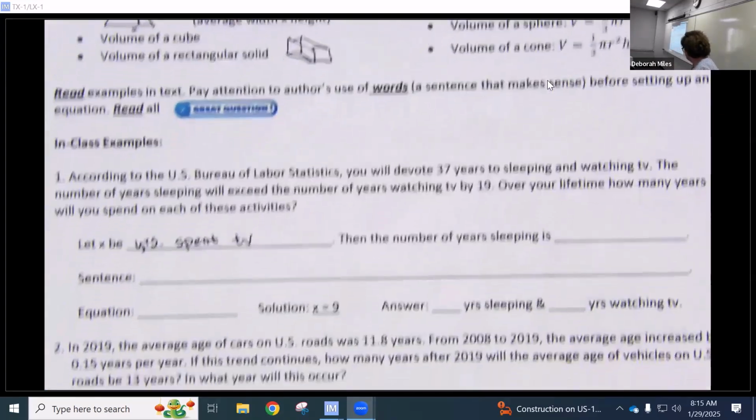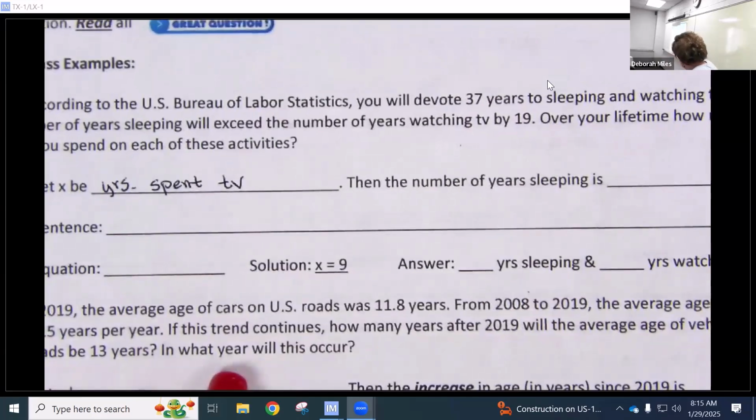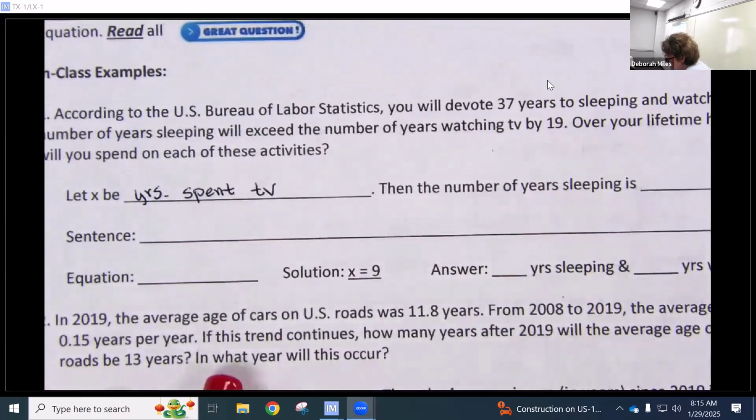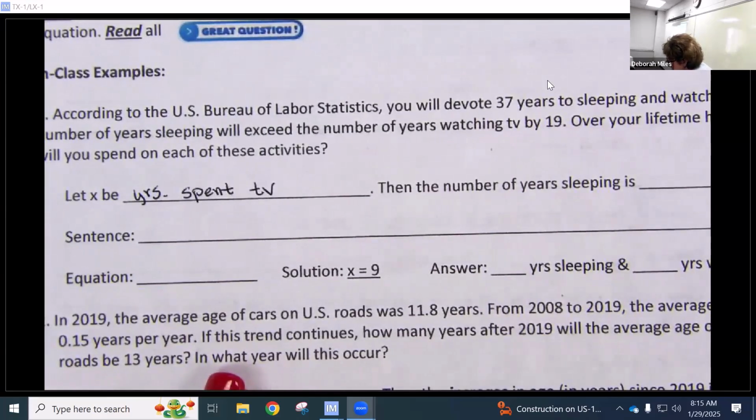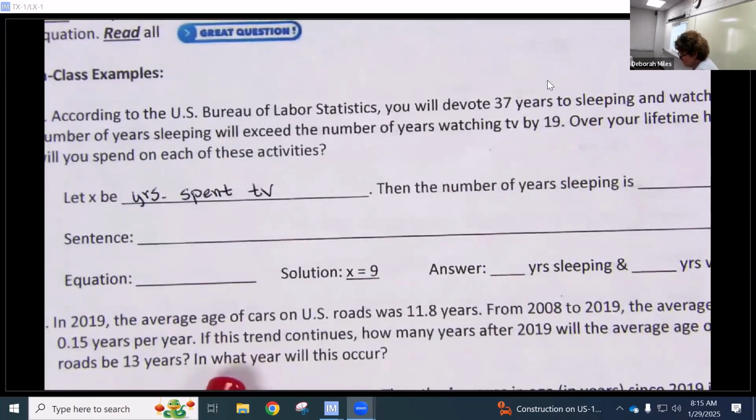And I'm going to abbreviate some, or we're not going to get through this, probably not going to get through it anyway. But do you understand what I mean? All right. If that's the years spent watching TV, then what's the years spent sleeping? You're going to spend 19 more years sleeping than watching TV. Yeah, X plus 19.